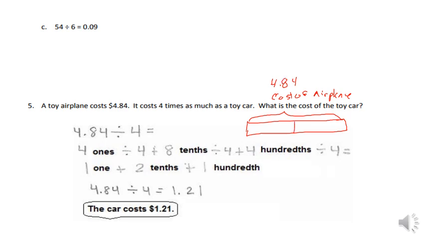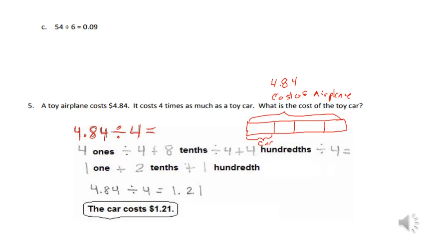Now it says that a toy car, that the airplane costs 4 times as much. So I know this is one car. So I can see that $4.84 divided by 4 would give me the cost of one car.